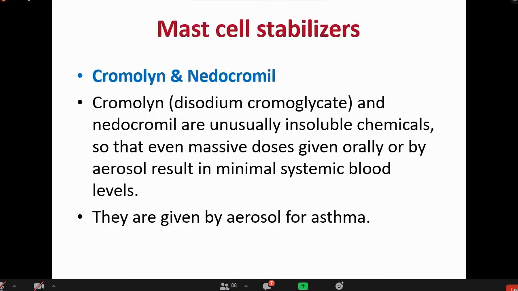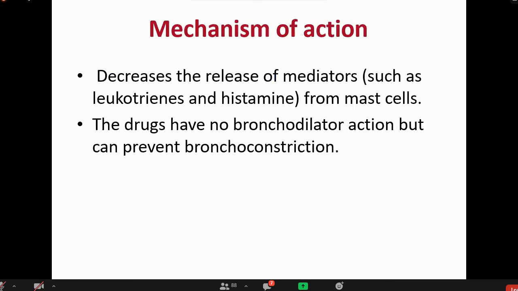The second group is the mast cell stabilizers, and we have two examples, cromolyn and nedocromil. Cromolyn sodium or disodium cromoglycate and nedocromil are usually insoluble chemicals, so that even massive doses given orally or by aerosol result in minimal systemic blood levels. They are given by aerosol for asthma.